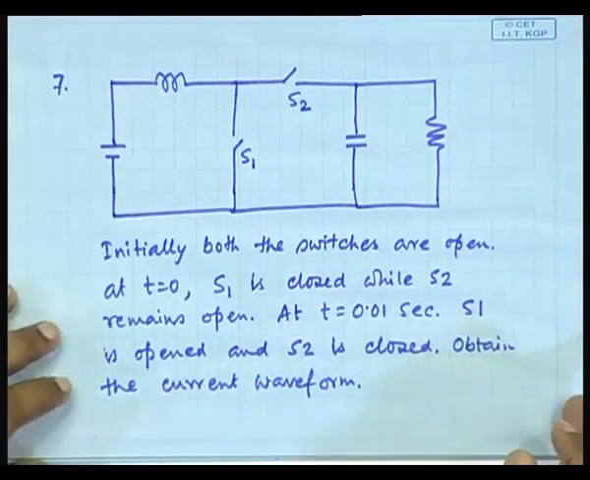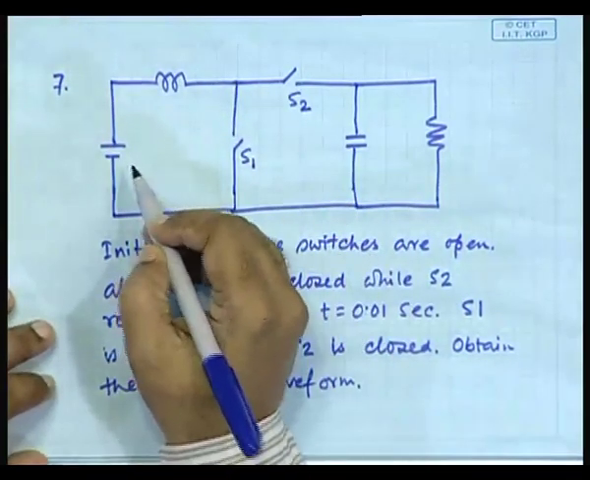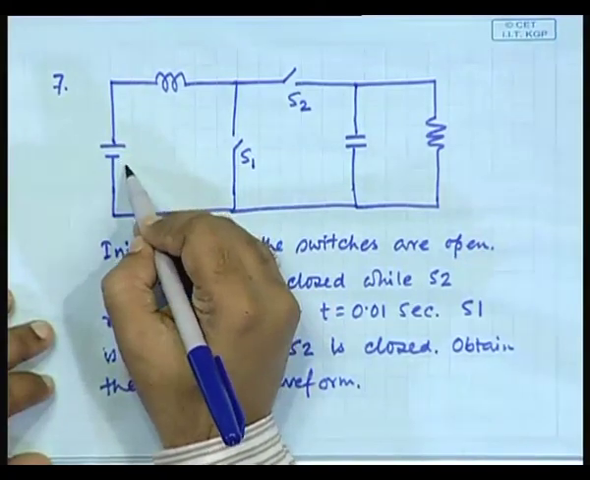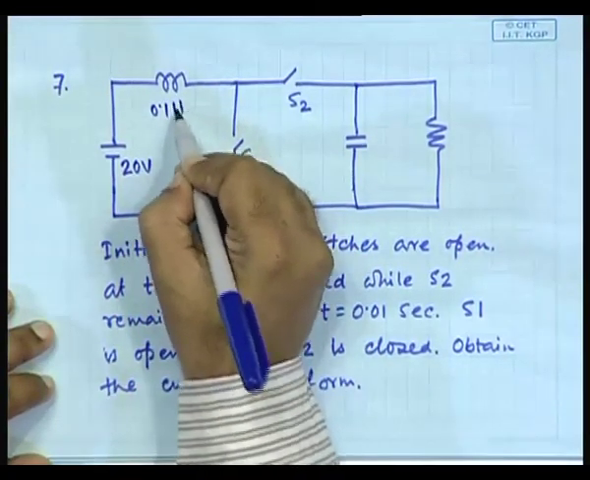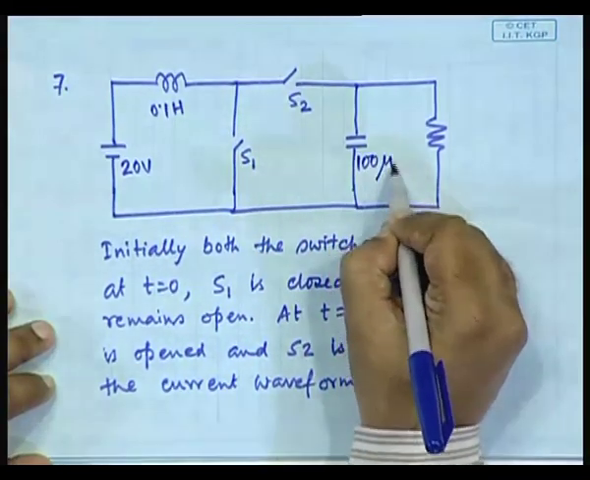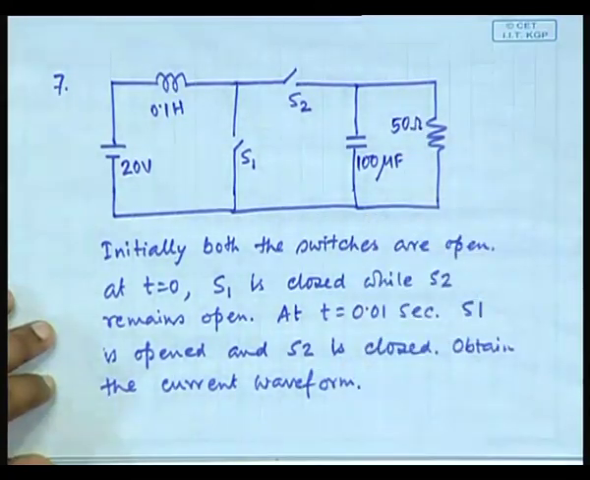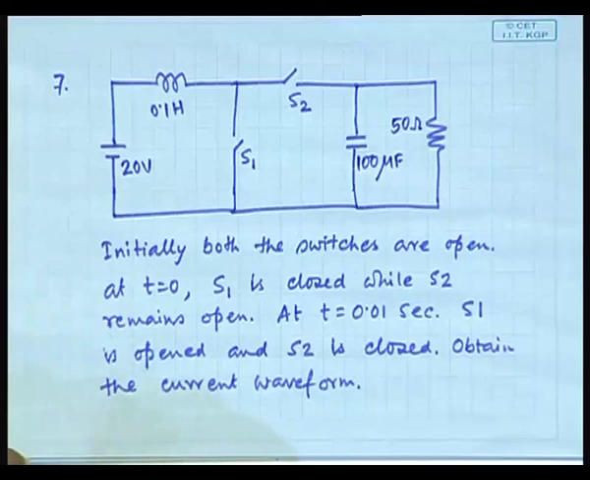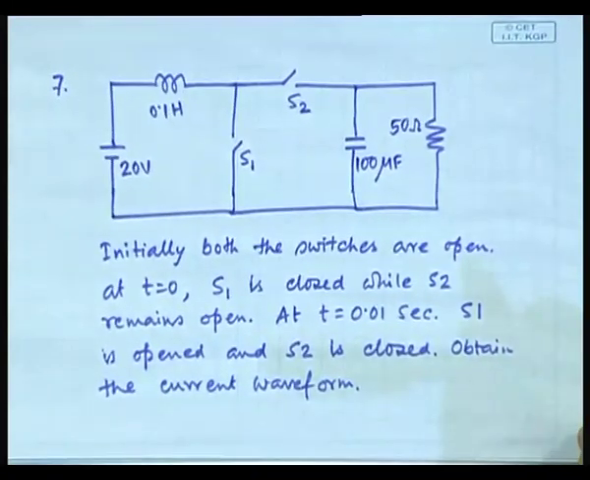Clear? So let us have some values, just check if it will give an oscillatory solution, because I want you to do it for the oscillatory one. Suppose this is 20 volt, this is 0.1 Henry, this is 100 microfarad, and this is 50 ohm. Check it. I am not very sure if I give these numbers it will be oscillatory, but nevertheless do it. Okay, have you noted?